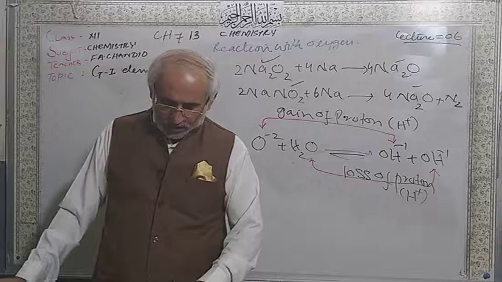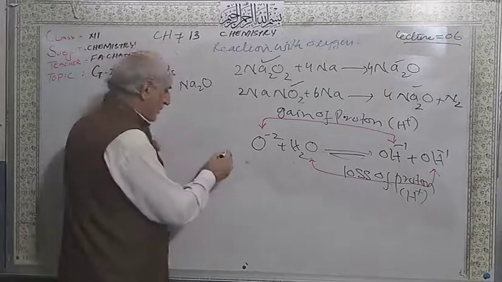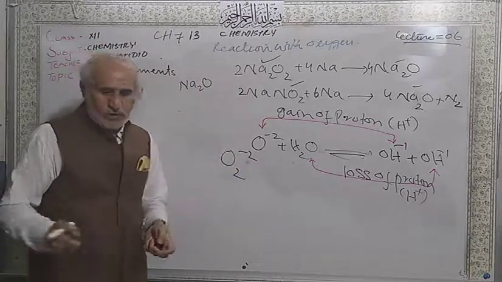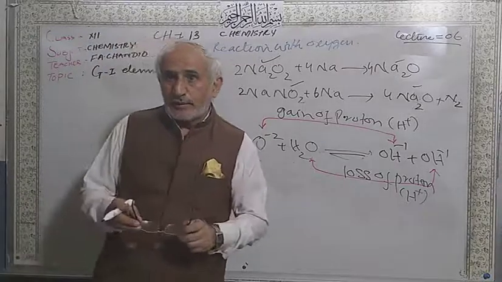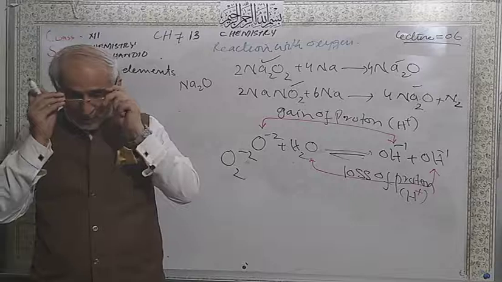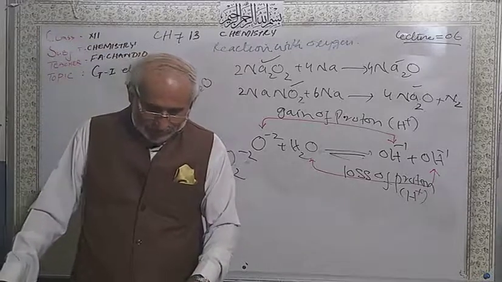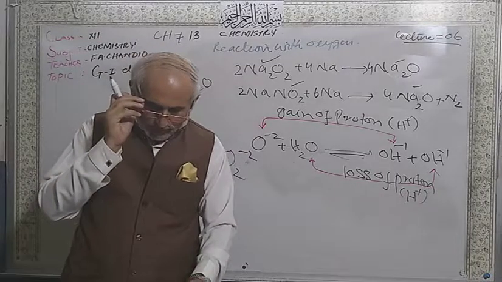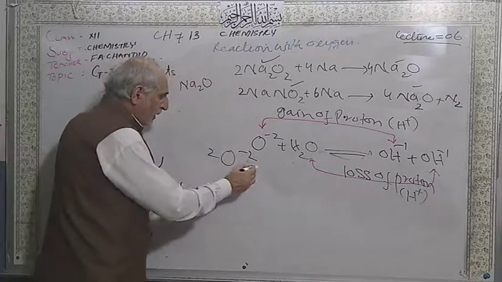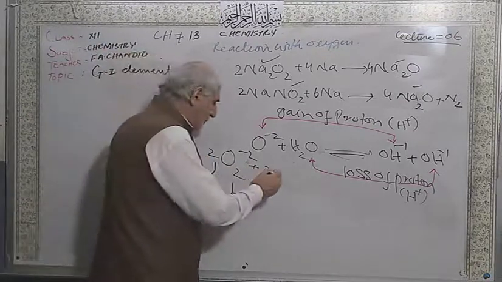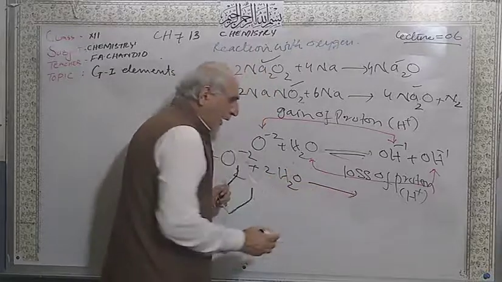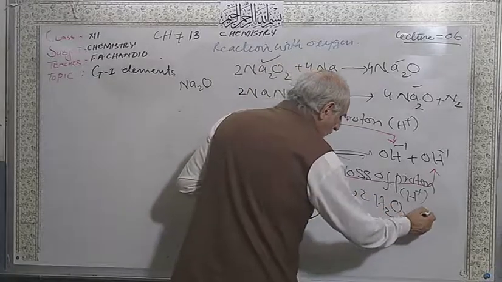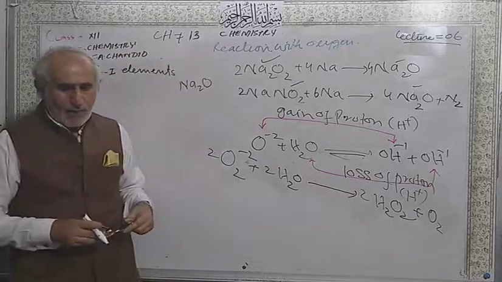Peroxide: the two oxygens have a -2 charge overall, like this one. This is peroxide, -1 charge for each oxygen. So dear students, peroxide is a strong oxidizing agent, and it reacts with water to give hydrogen peroxide. So this is a peroxide and it is going to react with water, and you are going to form hydrogen peroxide plus oxygen gas.